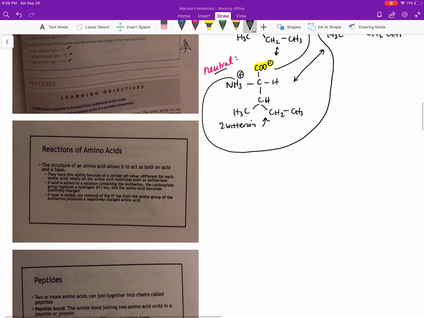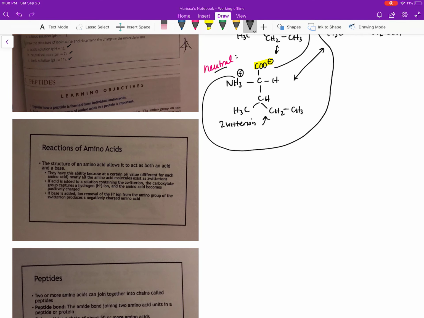Okay. So, one of the things that makes amino acids kind of unique is the fact that it's able to act as both an acid and a base. And we saw that up here. It's able to accept and donate protons, which is the definition of an acid and a base. So they have this ability because at a certain pH value, which is different for each amino acid, nearly all of the amino acids can exist as a Zwitter ion, which we've seen.